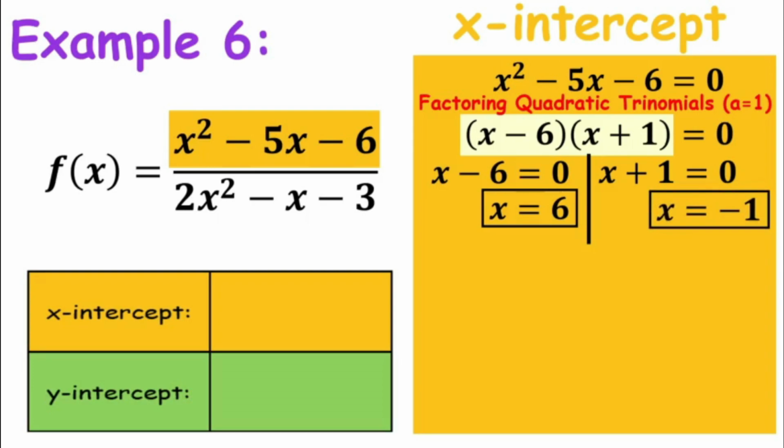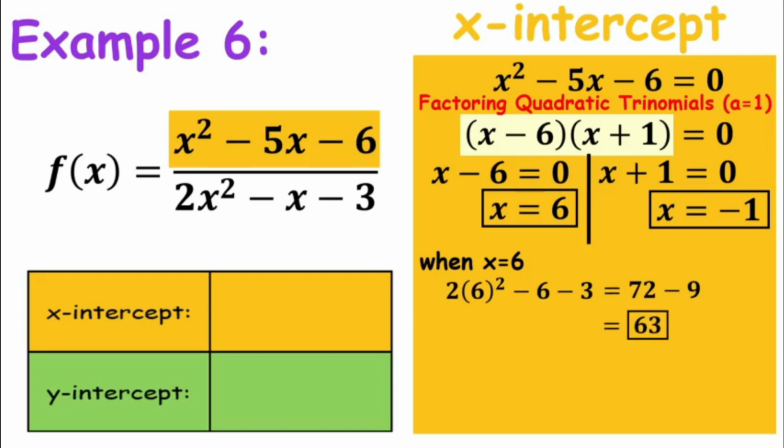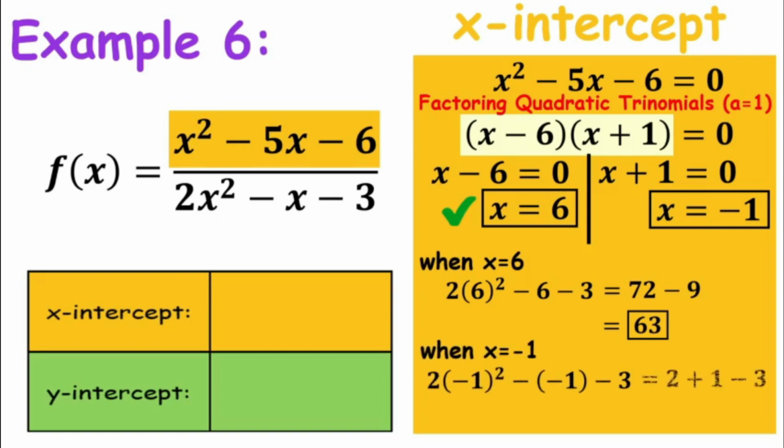Let's check the two values for the x-intercepts. When x is 6, 2 times 6 squared minus 6 minus 3 is equal to 72 minus 9, which gives 63. Since 63 is a non-zero number, 6 is an x-intercept. When x is negative 1, 2 times negative 1 squared minus negative 1 minus 3, which is equal to 2 plus 1 minus 3, which gives 0. Since we get 0, negative 1 is not an x-intercept. So the only x-intercept of the function is (6, 0).